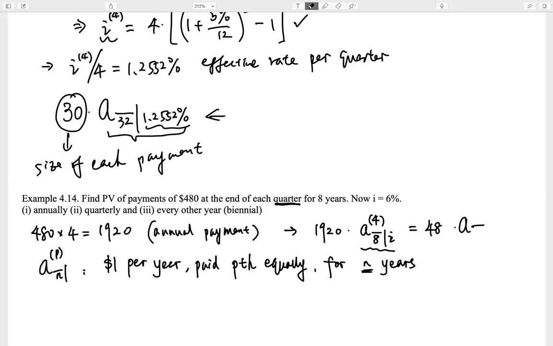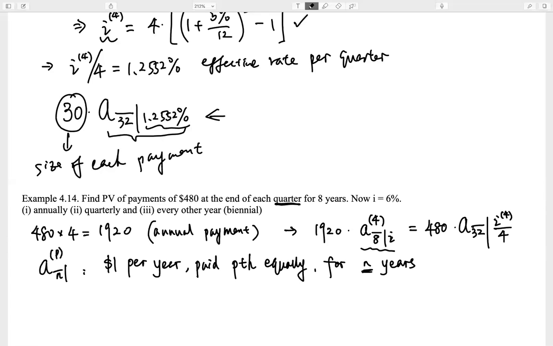Okay, then I need to figure out how many payments, and then I will need to know the unit interest rate, right? So it's the effective interest rate per quarter. So it will be the nominal divided by P, right? So for 480, I missed the zero. So that's part one.